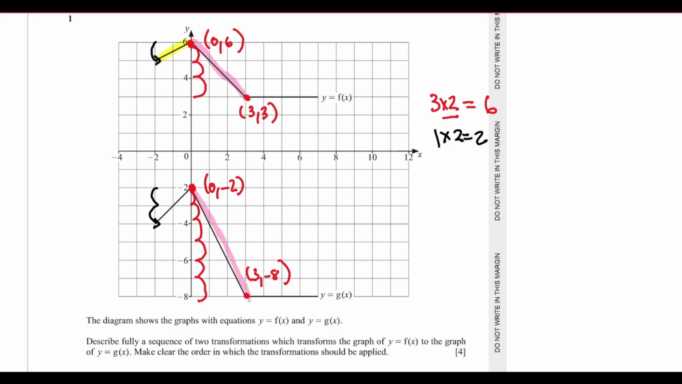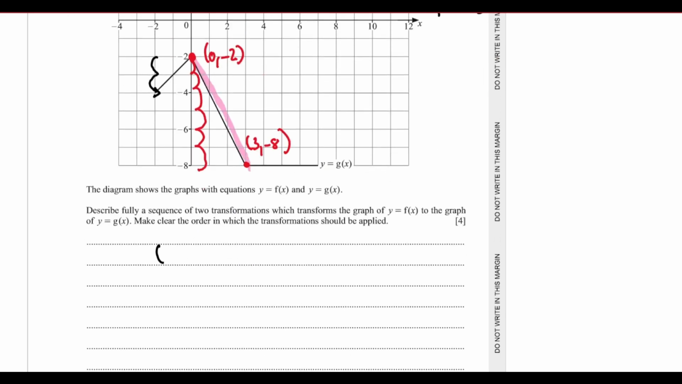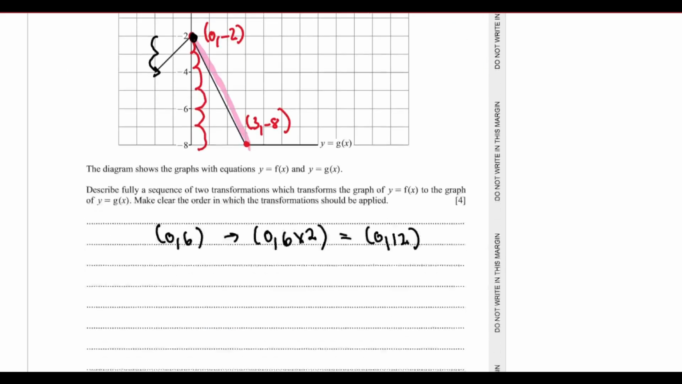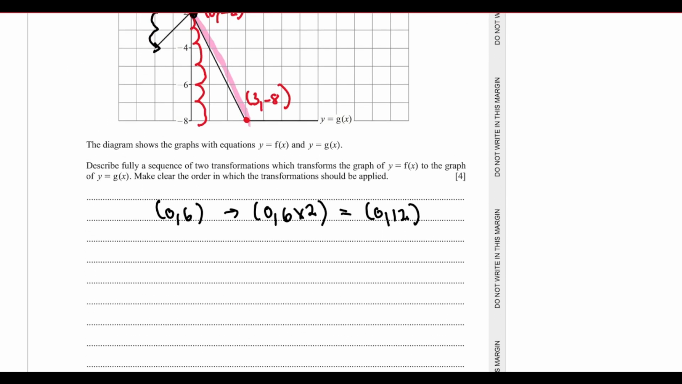But let's look at the point 0, 6. If I say 0, 6 times 2, I'll get 0, 12. And that's definitely not the new point over there. How can we get from 0, 12 to 0, negative 2? You can do 0, 12 minus 14 to give you 0, negative 2.